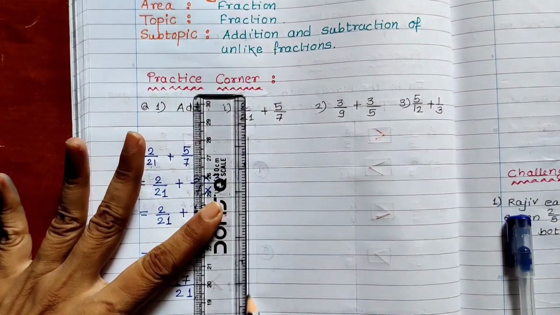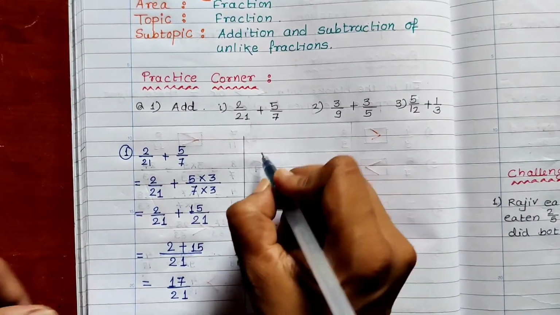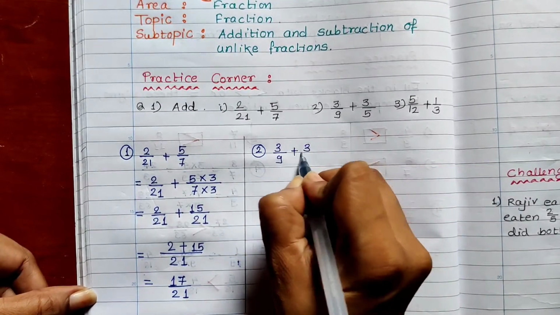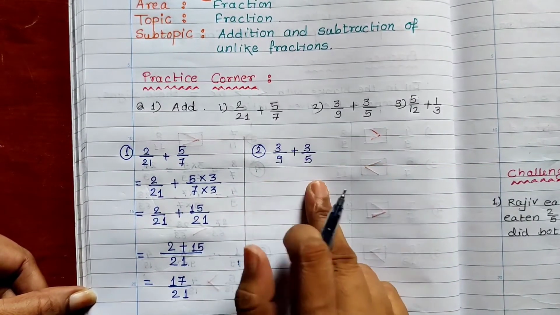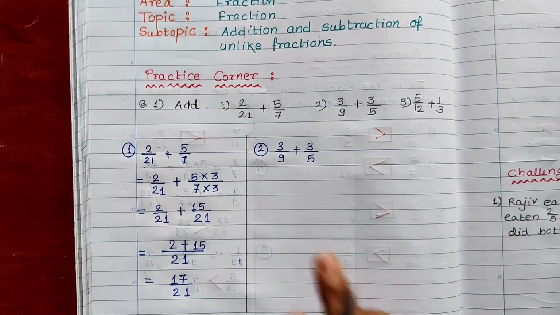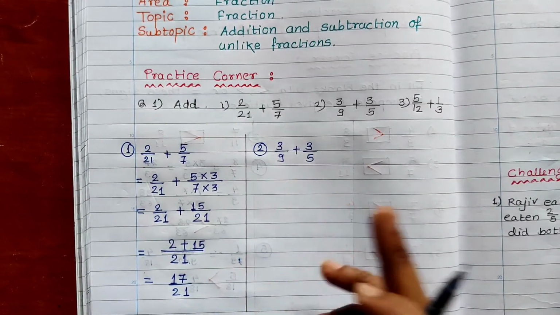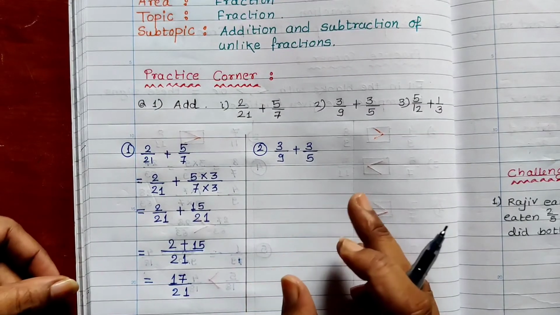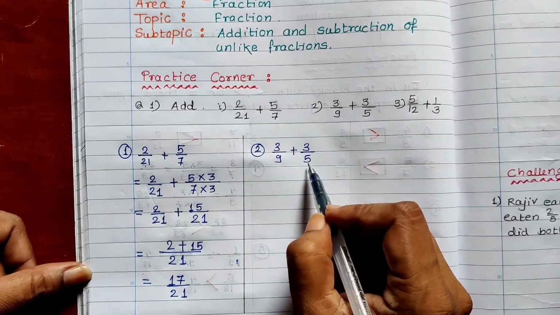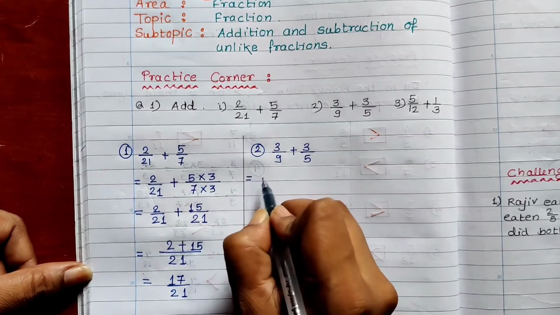Okay, now let us solve this second sum, 3 upon 9 plus 3 upon 5. Again the denominators are not the same, they are not like fractions. So first we have to make them like fractions. Can we convert 9 into 5 or 5 into 9? Not possible. So first what we have to do, we will multiply the first fraction by the denominator of the second, and we will multiply the second fraction by the denominator of the first to equalize the denominators.